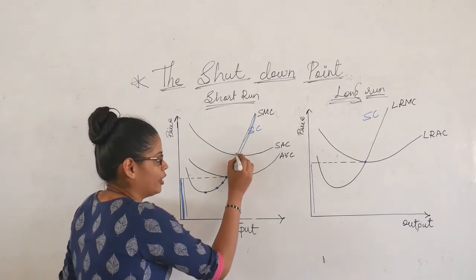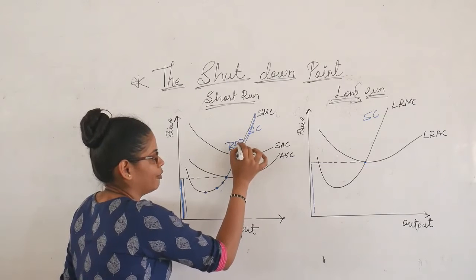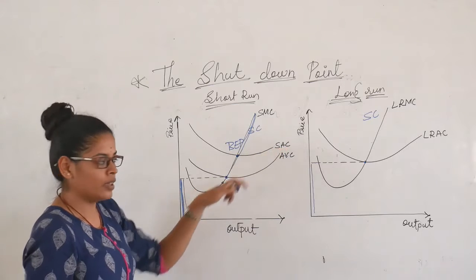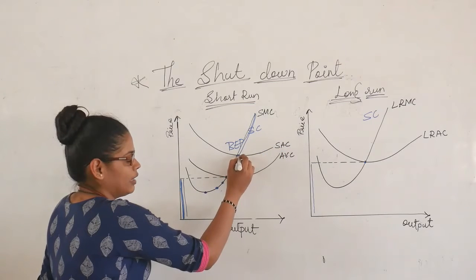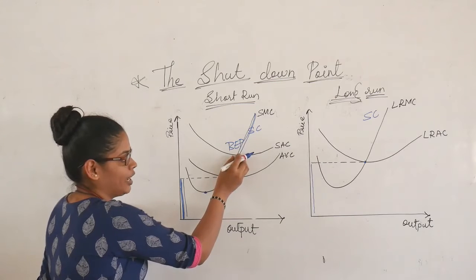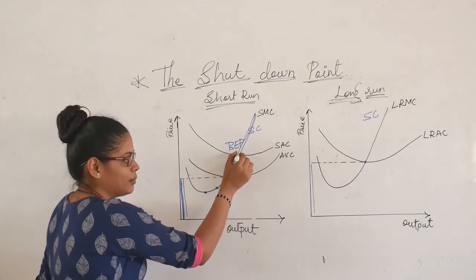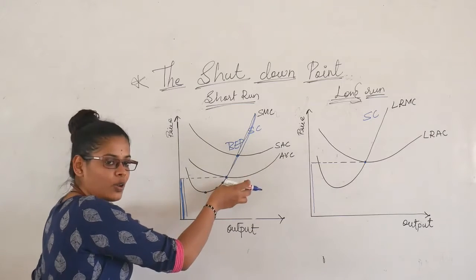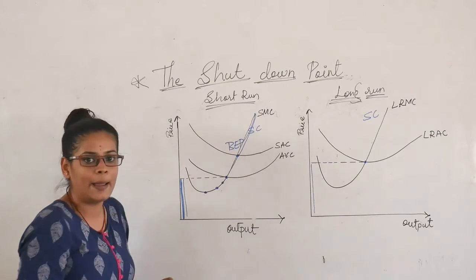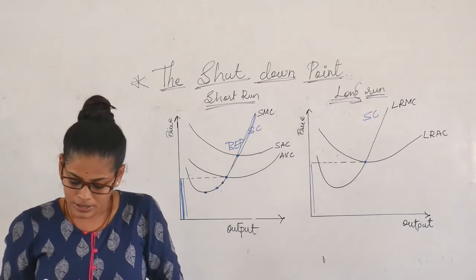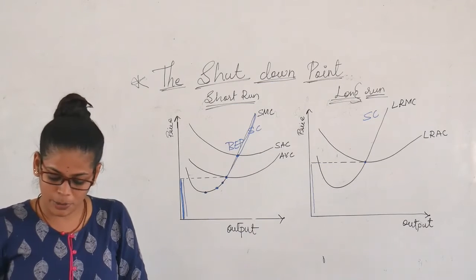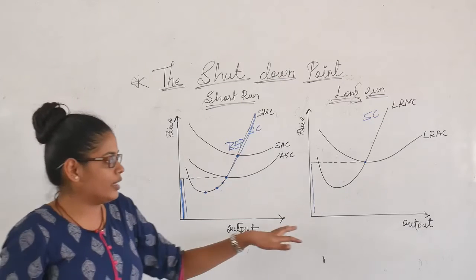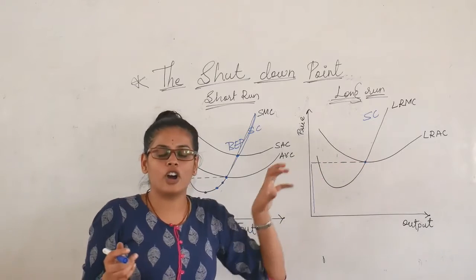So this is the point we call the break-even point, wherein the supply curve cuts the short-run average cost. Why? Because in this situation the firm is neither in loss nor making any profits. In the long run, a firm does not produce if it earns anything less than the normal profit.